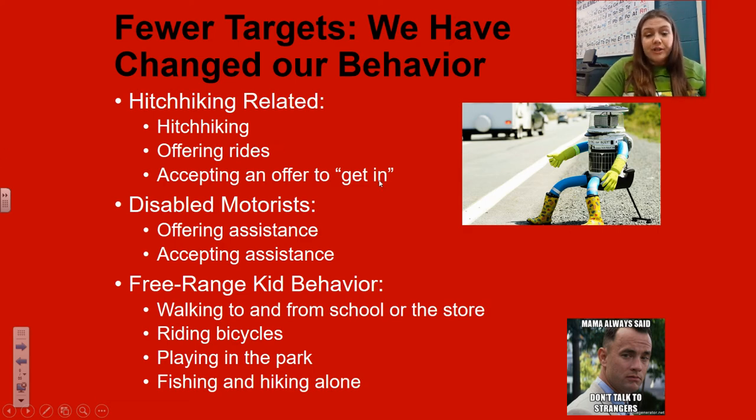Offering rides, accepting or offering to get in. We're not nice like that anymore. Disabled motorists, we don't pull over and help people anymore. But sadly, people would pull over to help the person, and the person you were helping was a murderer and that was their way to catch you. Free range kid behavior, kids just going off, riding their bicycles, playing with their friends, we don't really let kids do that as much anymore.